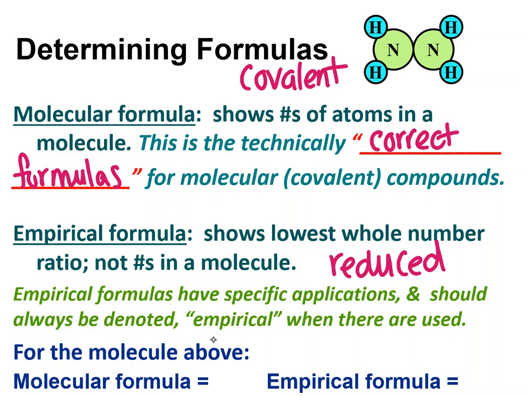So just to distinguish these two types, the molecular formula, and this is if I ask you to write a formula, this is the kind you do. But if we ask for an empirical formula, it's just the reduced version. So the reduced version of this.